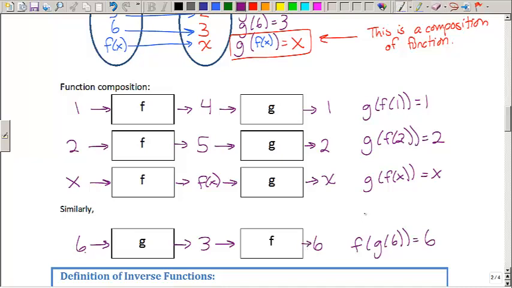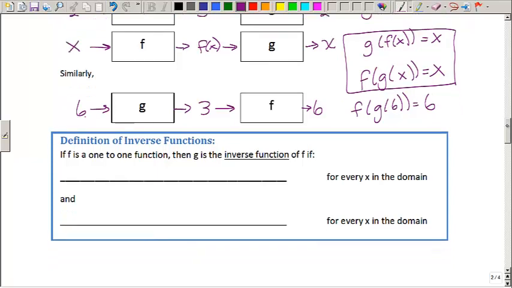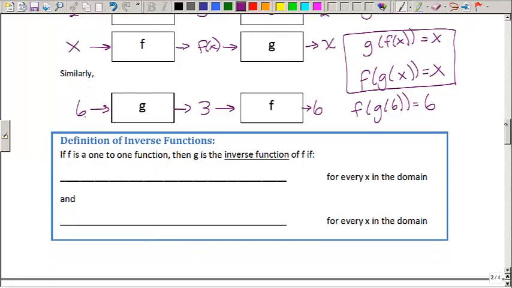When I generalize this, I'm getting f of g of any value x. When I put x into g and then take that answer and plug it into f, I should get itself back if f and g are inverses. So now we've just discussed how we get an inverse. So the definition: if f is a one-to-one function, then g is the inverse of f if f of g of x is equal to x for every x in the domain of g, and g of f of x equals x for every x in the domain of f. Both of these statements need to be satisfied in order for f to have an inverse, in this case g.